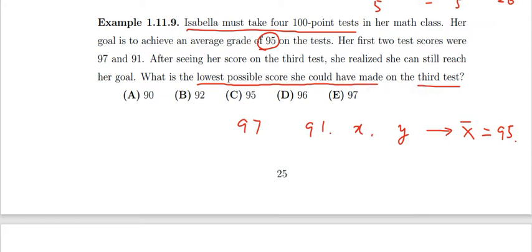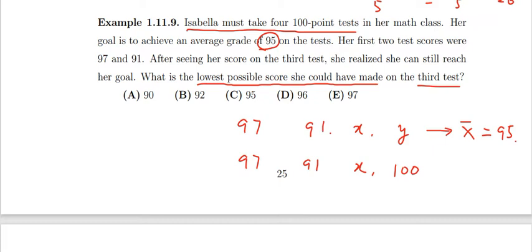So the x is as low as possible. So if x is low, then we say y is as high as possible. So the highest y is 100, right? So 97, 91, x and 100. So from here we can find x. The average is 95. So we can use this way.